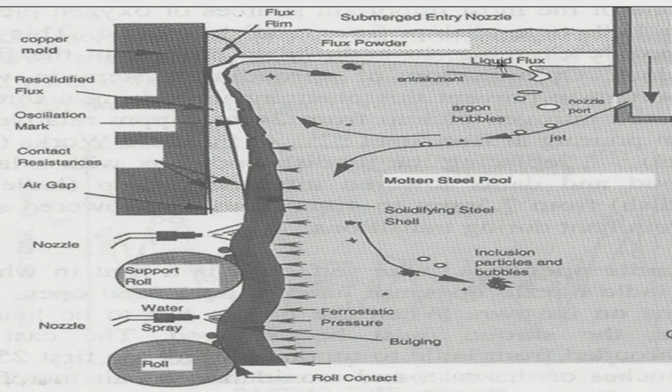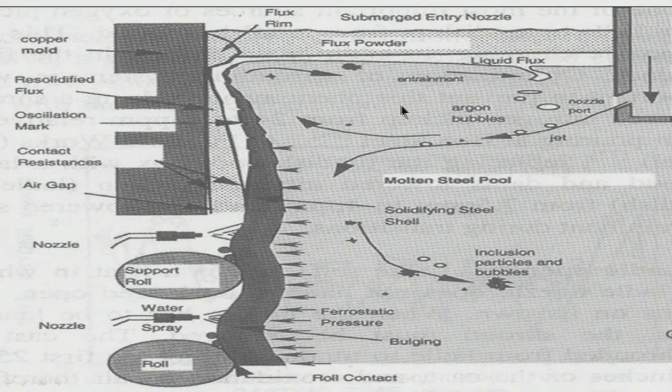So there is some turbulence. If there is too much turbulence, that means some amount of entrainment of liquid flux is possible. We do not want that, because what is liquid flux? It is basically some oxides: calcium oxide, alumina, and some amounts of other oxides are also there. Some sodium oxide is there, some silicon oxide is there. We do not want slag to get entrained here.